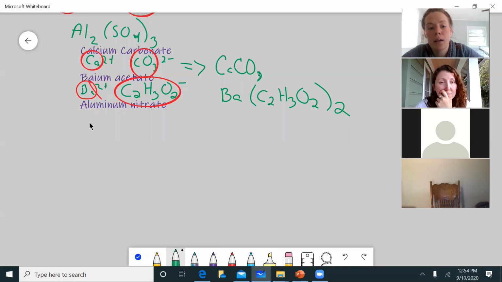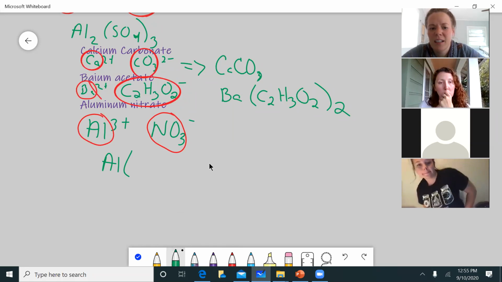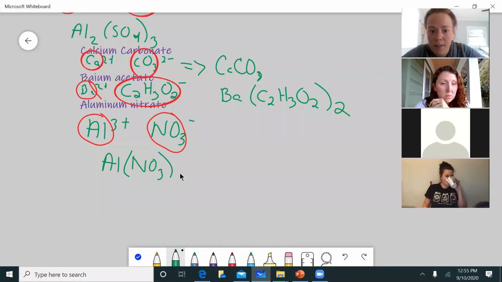For aluminum nitrate, aluminum is Al3+, always 3+. Nitrate is NO3 with a minus charge. Packet it out. All right, and now we're going to flip-flop. So 1 aluminum for every 3 of our nitrates. This is where some people don't want to write two 3s next to each other, but it's okay. So we write our NO3 in parentheses with a 3. We have 3 of these packets.